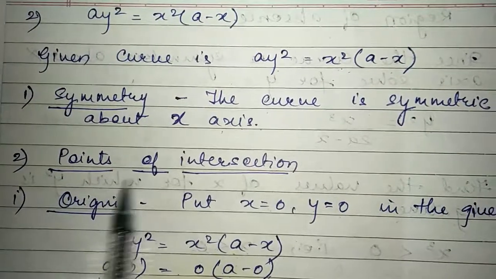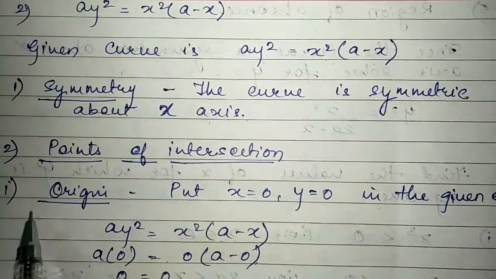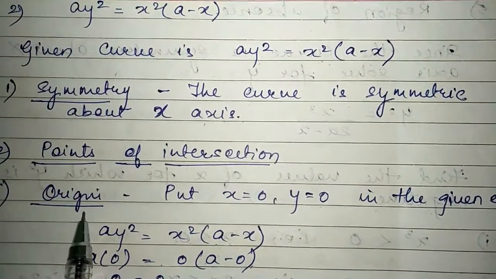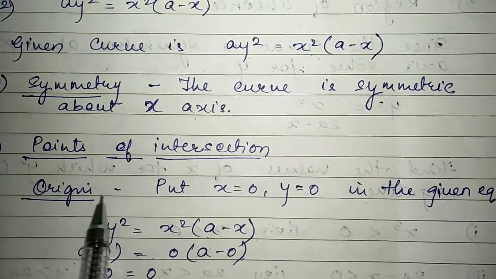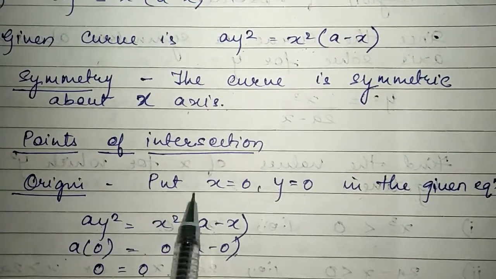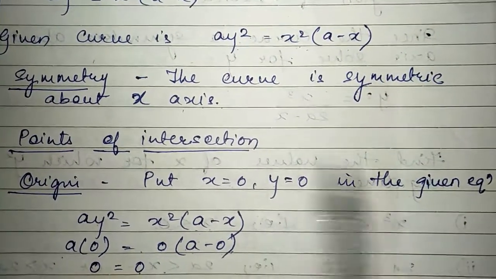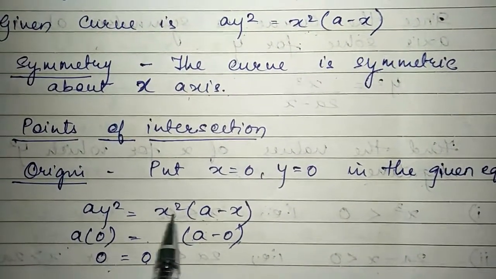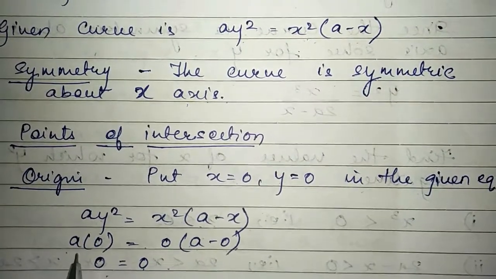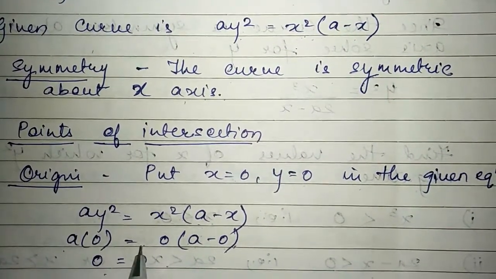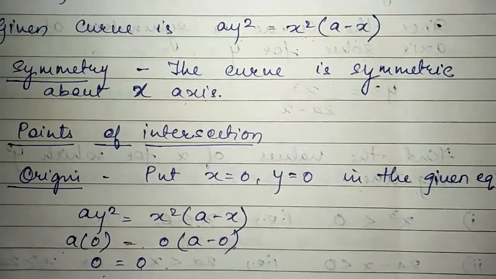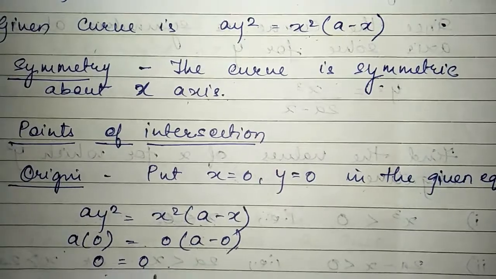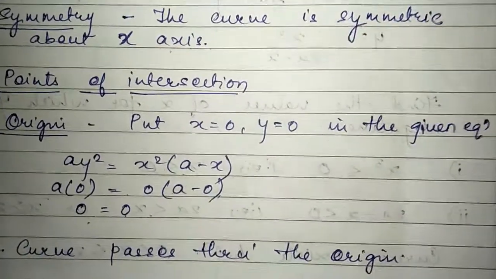Then come the points of intersection. First we'll find the points of intersection for the origin, that is, whether the curve passes through the origin or not. We'll put x = 0 and y = 0 in the given equation. So what we have is ay² = x²(a − x). So we have a·0 = 0·(a − 0), that is 0 = 0. That means the curve passes through the origin.